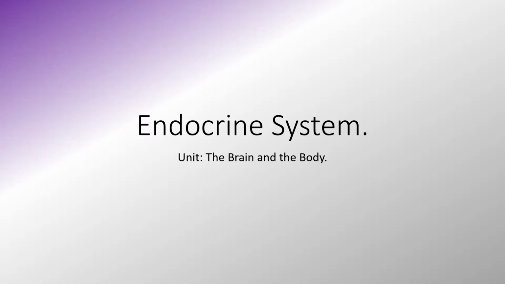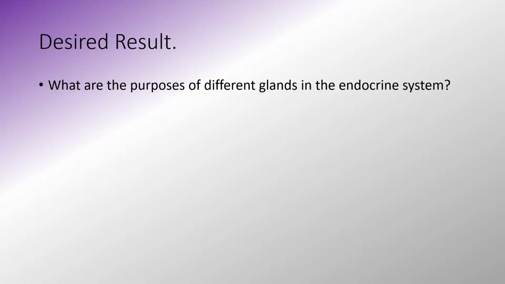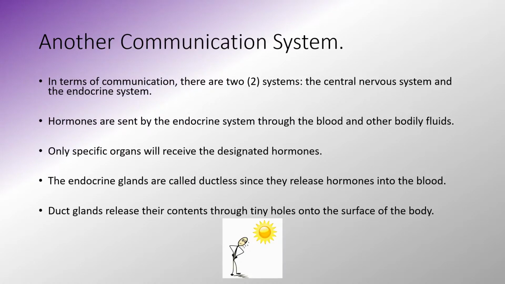Today we're talking about the endocrine system. Our objectives and standards are to identify the function of the endocrine glands and the sex glands and recognize the importance of hormones. If you would please take a look at the standards there. And our desired result: what are the purposes of different glands in the endocrine system?